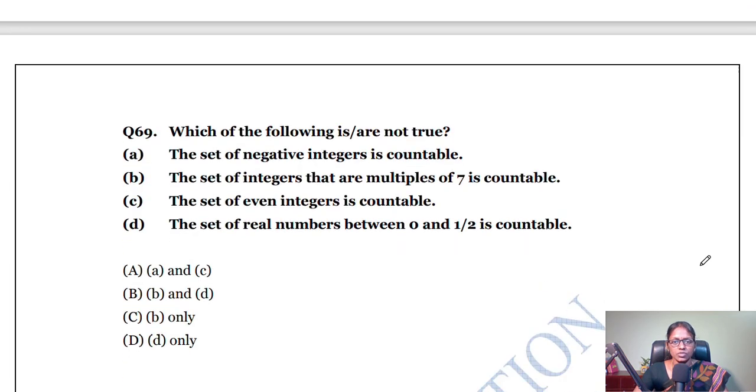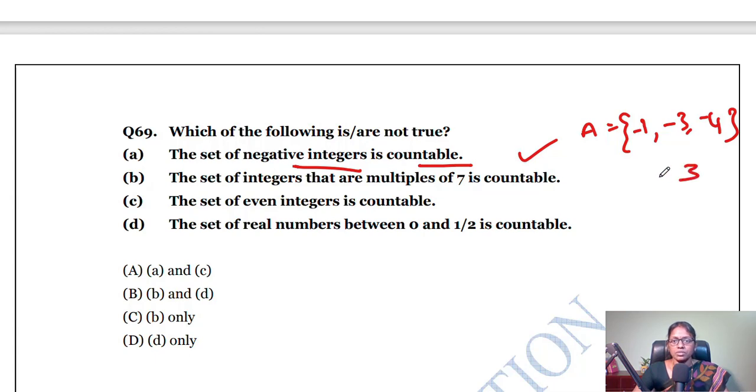The next question is, which of the following is or are not true? The set of negative integers is countable. So if we have a set A equal to -1, -3, -4, a set of negative numbers 1, 2, 3, 4. So how many negative numbers are there? 3 negative numbers. So it is countable, right? So it is countable, we have to take it. It is a true statement.